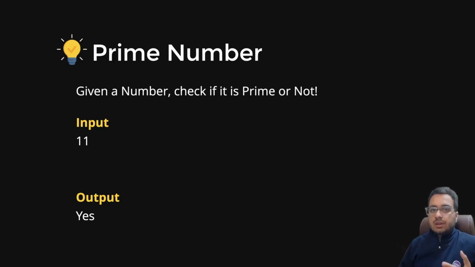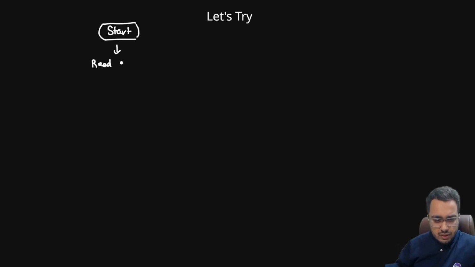Now what you can do is take a pause and try to think of a flowchart to prove a number is prime or not. Okay, so let us try. The first step, as we discussed, would be a start. Then we will read the value of the number that we want to prove as prime or not. So we'll read the value of n.